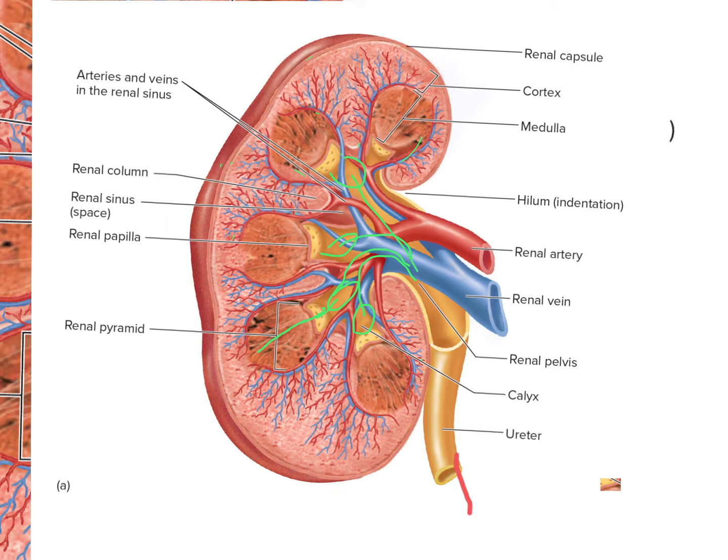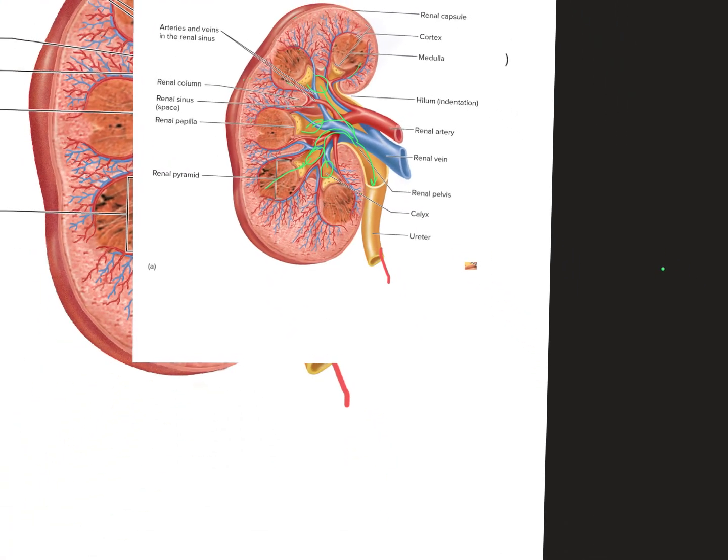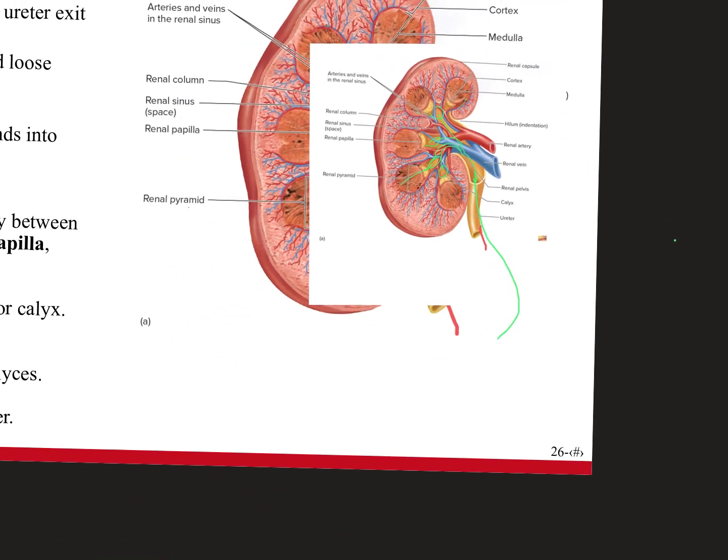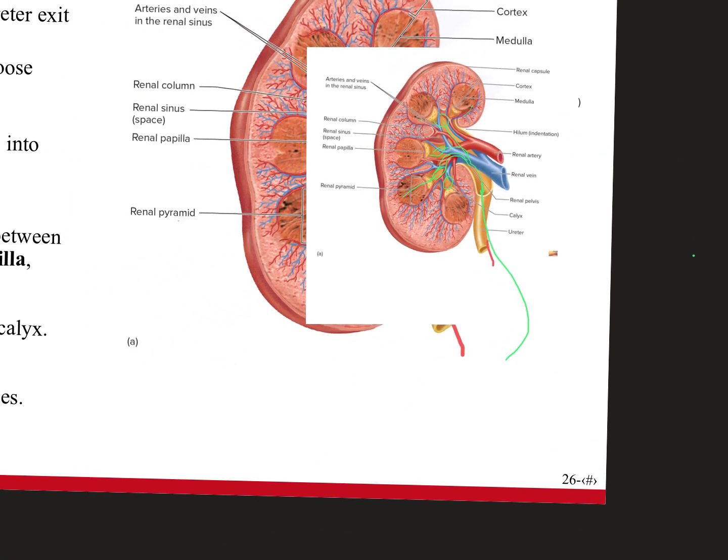Okay? From the renal pelvis, we're going to go out of the kidney through a tube. A very long tube. Anybody know what that tube might be? The ureter? The ureter, yes. So we're going to go out the ureter. And then we're going to go where? Where does the ureter go? The bladder. To the urinary bladder.